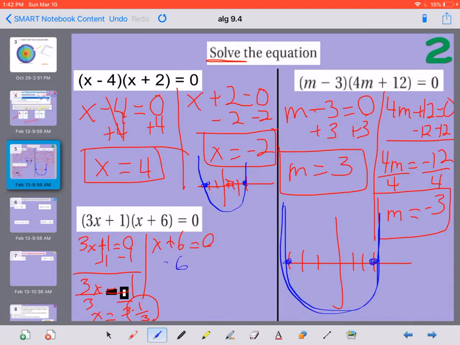Over here, if we subtract 6, x is going to equal negative 6. Now both these are negative, that's fine. We would just need to have our parabola be on the negative side of our coordinate plane.